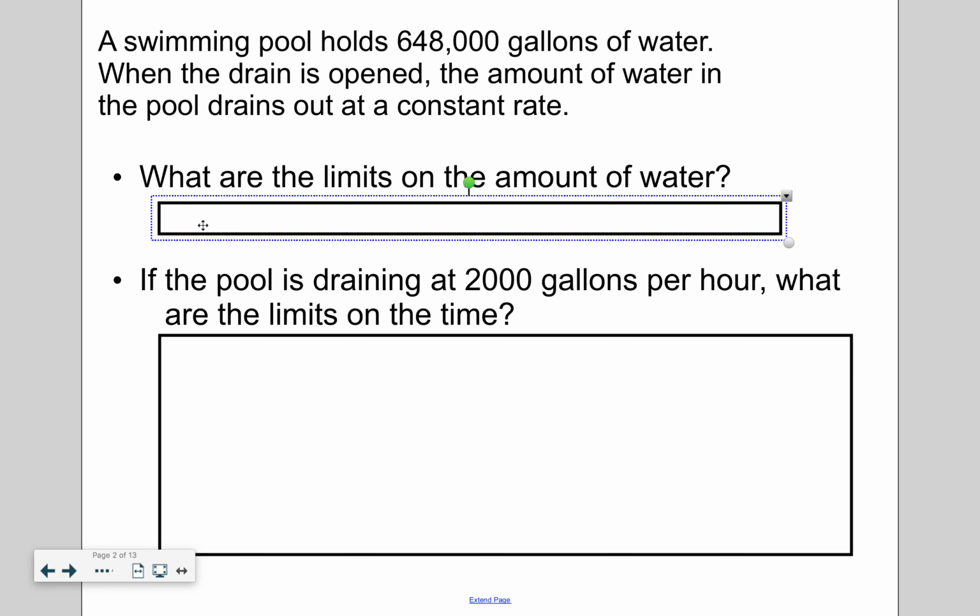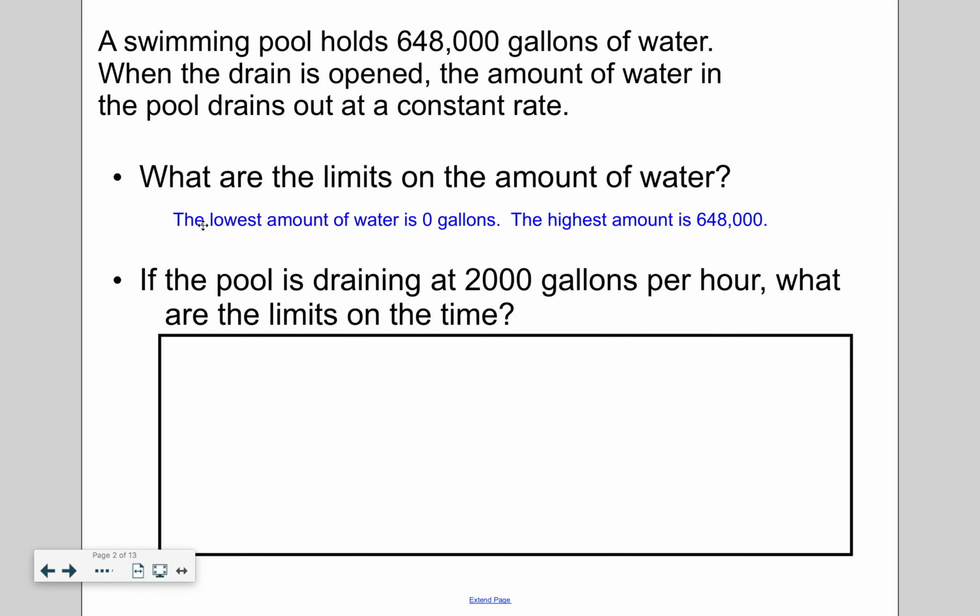So the limits on the amount of water, the lowest amount of water I could have is 0. I could have no water in the pool. I can't have negative gallons of water. And the highest amount I can have is 648,000 gallons because that would mean the pool is full.